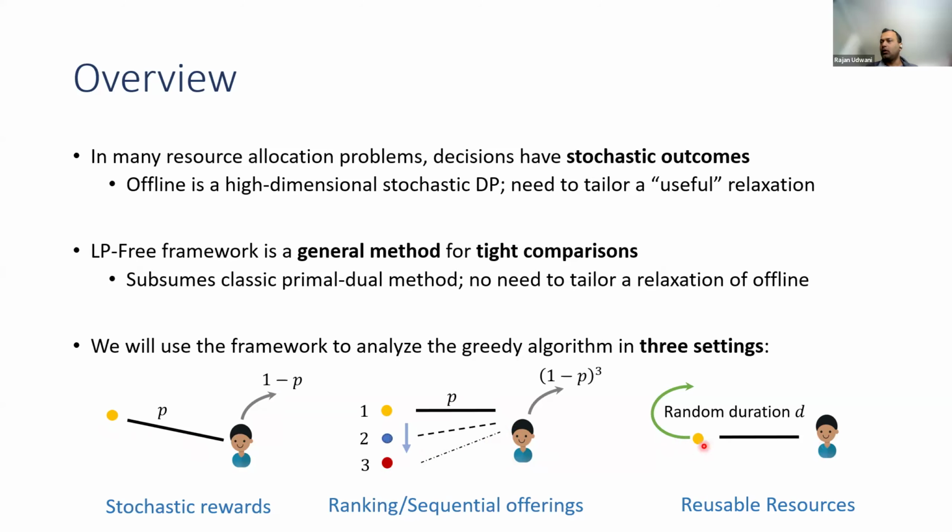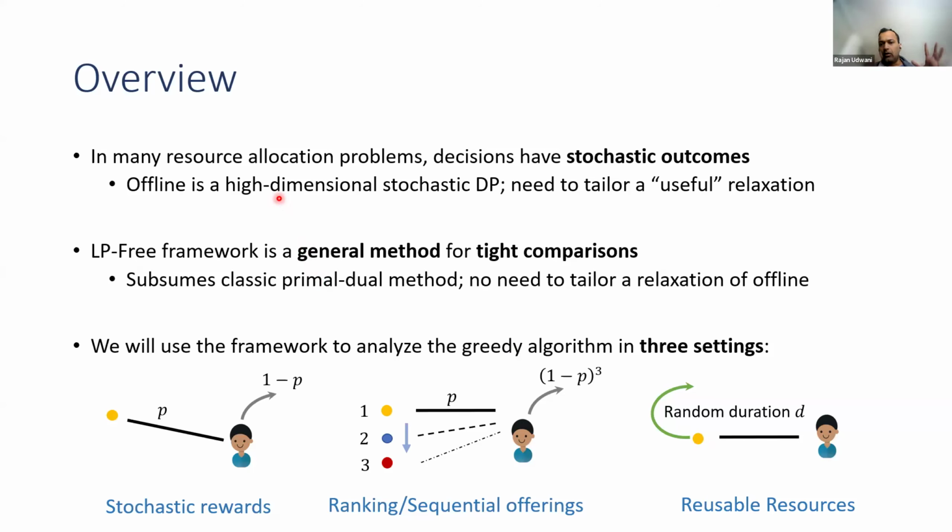So I match a customer to the resource. They accept with probability 1, but this may be a reusable resource. So the customer uses the resource for some random duration. It's like they rent it out and then bring it back to the system after this random duration. And I know this random duration once the resource comes back. So in all of these settings, the common thread is that I make a decision, a matching decision. It's followed by some kind of random outcome.